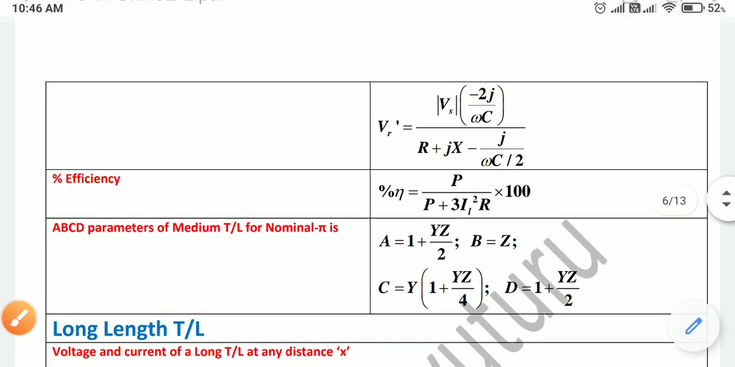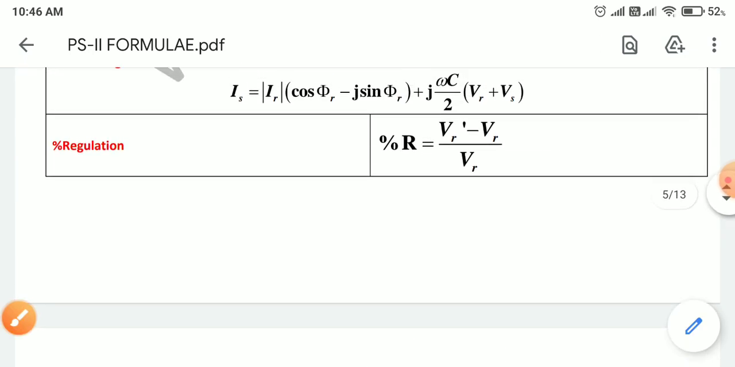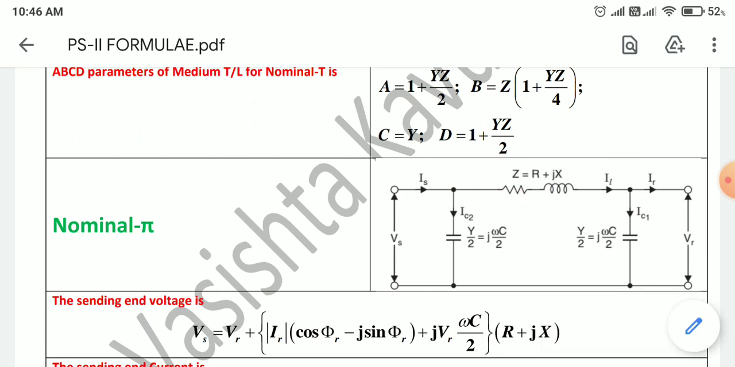Efficiency can be given by this formula here: P by (P plus 3 into IL square into R). Why IL square? If you observe the circuit, in the impedance of the transmission line the current IL is flowing. That loss is due to resistance only, therefore IL square into R. For three phase it becomes 3 times.